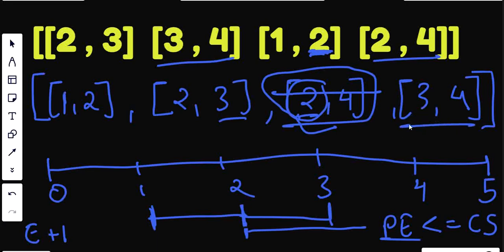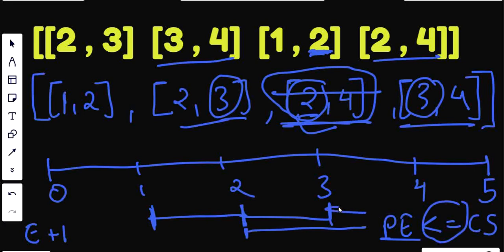Now for 3 and 4, what I'll be checking? The previous ending pointer, which is still 2 and 3 because we hadn't plotted this 2, 4 interval. So for this, I can again check the condition and this condition is satisfied. And also when I'm going to plot it on my number line, this is true.